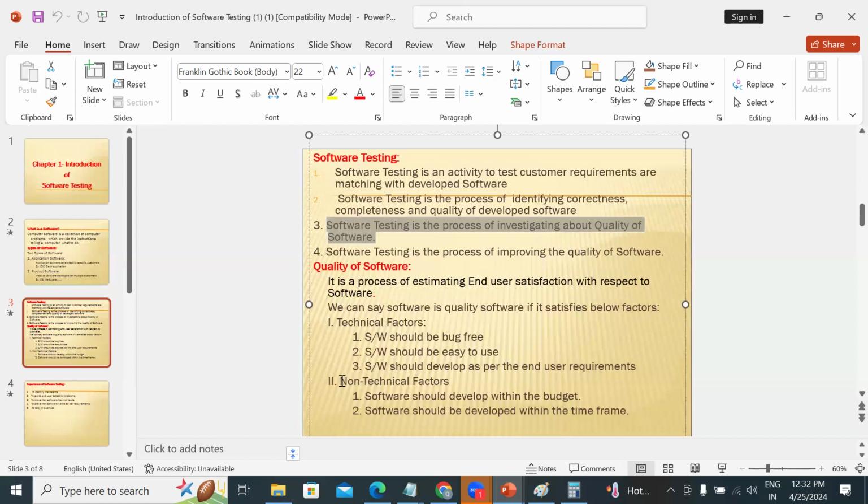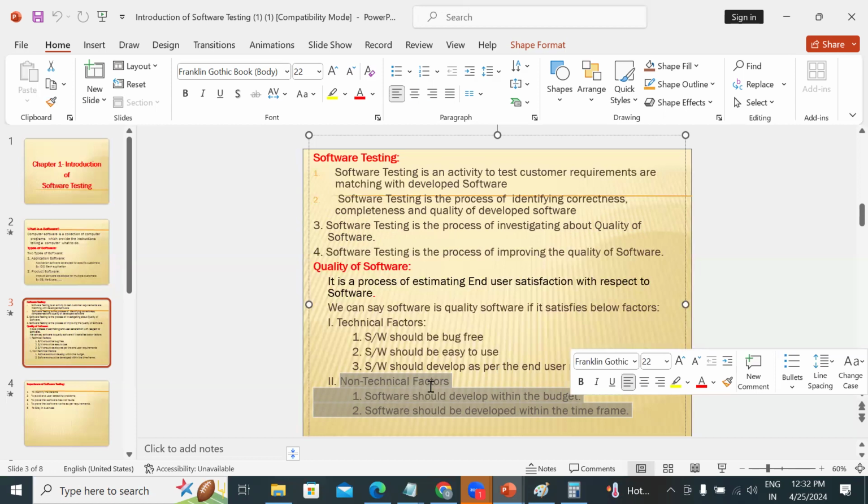Now, non-technical factors: software should be developed within the budget and within the time frame. So what is the agreed time? Within that time, the software should be developed, and within the budget only. What's the meaning of it? Whenever they develop any software, first of all, the company will decide some funds for that. So we are developing software and it should require only this budget. Within 1 year, our project should be completed.